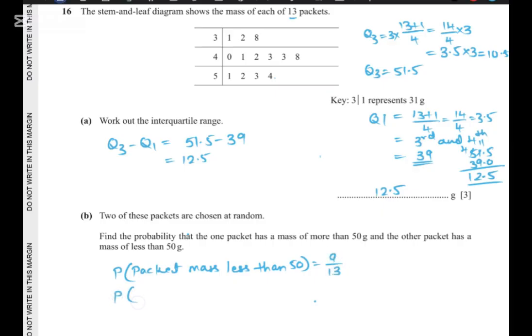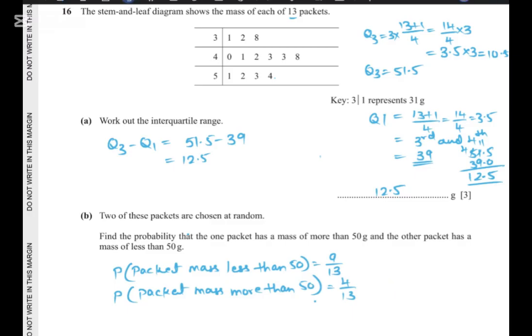Then the probability of a packet with mass more than 50 will be 4 out of 13. But there are 2 packets chosen at random.